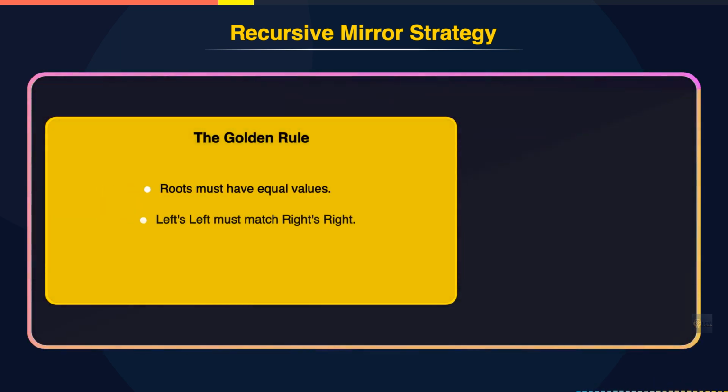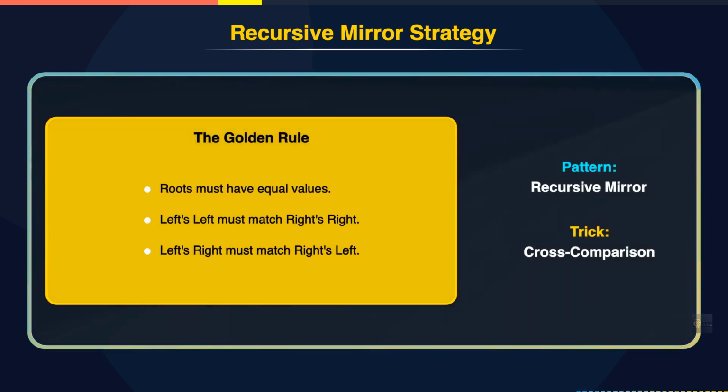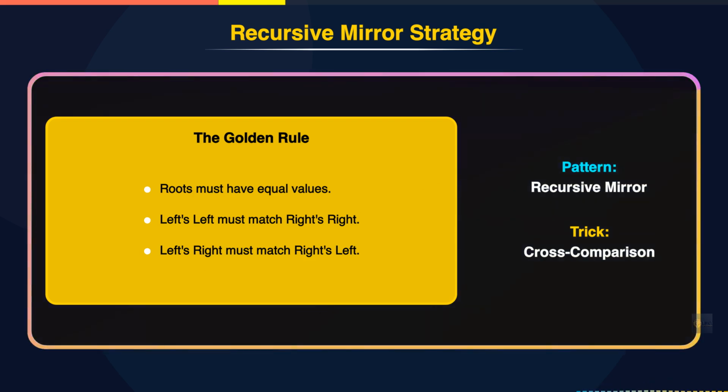For our strategy, we use a recursive mirror approach. The golden rule is simple: the roots must have equal values, the left child of the left node must match the right child of the right node, and the right child of the left node must match the left child of the right node. By checking these cross comparisons recursively, we can validate the entire tree.